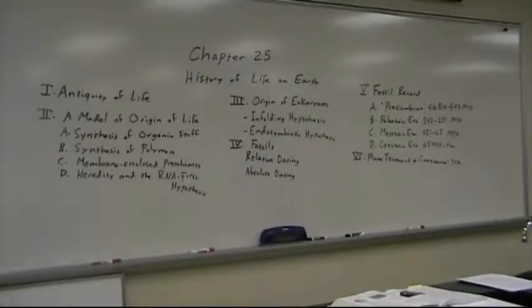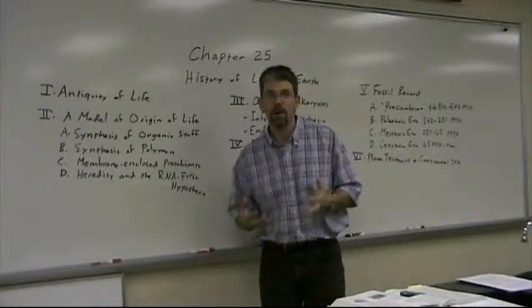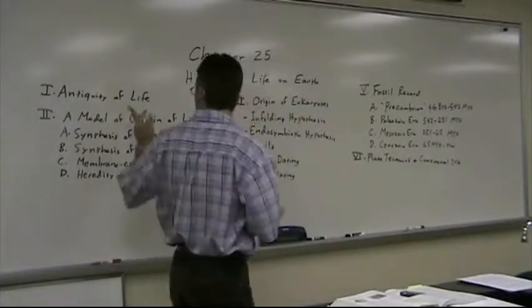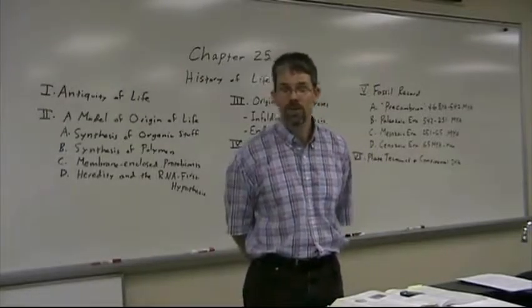Chapter 25 review. It's entitled The History of Life on Earth. Basically, it's a crash course in Earth history. Roman numeral 1 of our notes discusses the antiquity of life. Evidence suggests that the Earth is 4.6 billion years old. Life has been on Earth for most of that time.